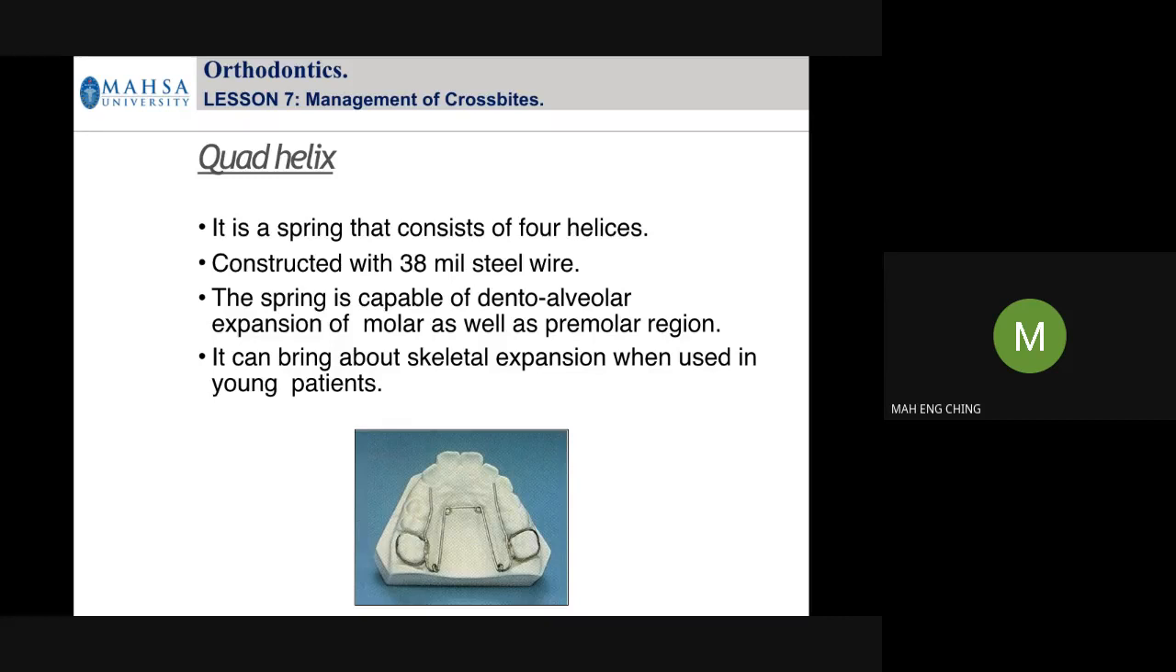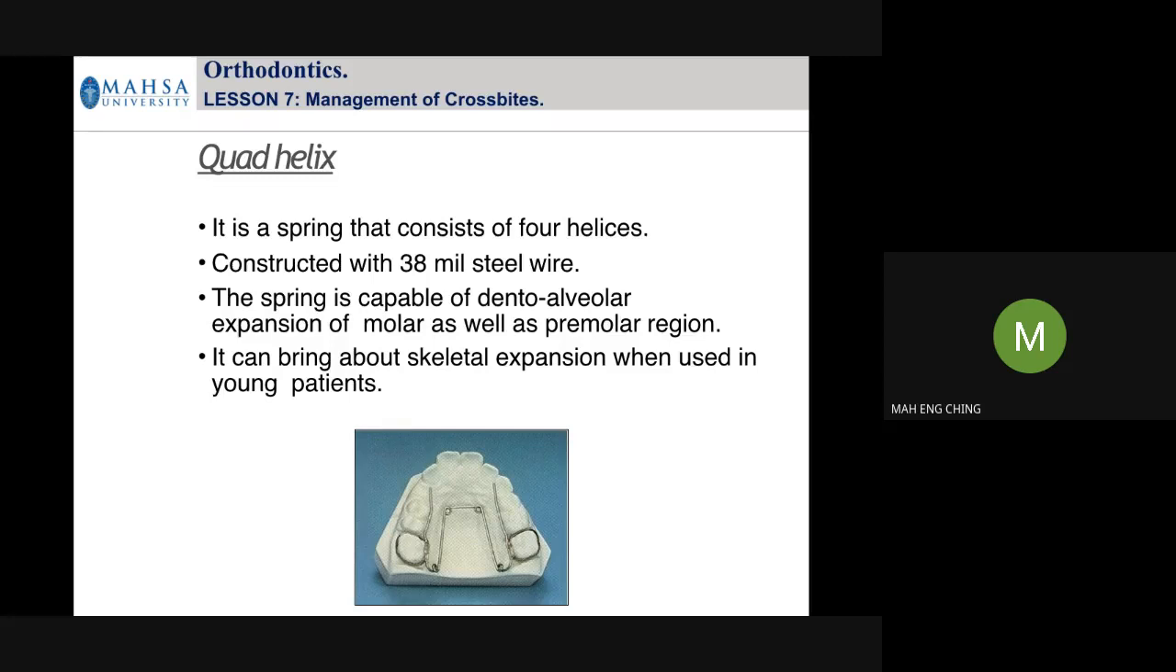Again, they're constructed with 0.38 mils, which is close to 1 millimeter or slightly more than 1 millimeter thickness, and very strong spring wires. The spring is capable of tender alveolar expansion of the molar as well as the premolar regions. So how are they going to expand the premolar regions? You see the bottom pictures. They expand the arm from the molar to the premolar. So by touching the premolar, when they expand the molar, they can expand the premolar as well.